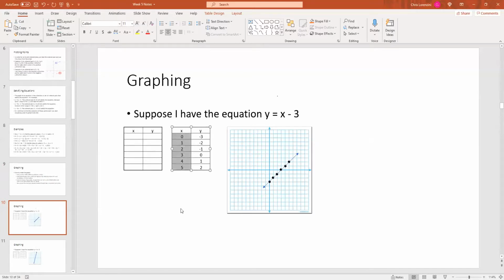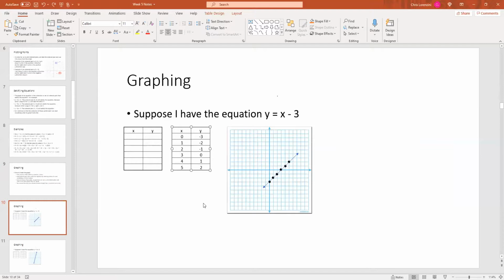I can pick whichever x values I want, and they should all be good and satisfy this equation. So I usually like to pick some simple values for x. x equals 0, 1, 2, 3, 4, 5. And then I plug them into the equation, and I see what I get. When x equals 0, I get y is equal to 0 minus 3. y is equal to -3. When x is equal to 1, I get y is equal to 1 minus 3. y is -2. When x equals 2, y is negative 1. And I continue that process down until I have a couple of points.